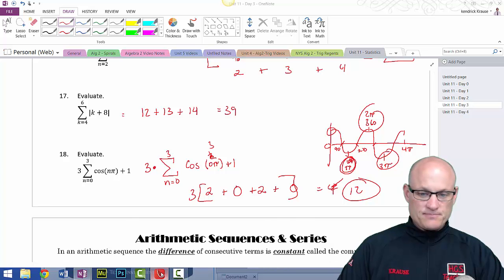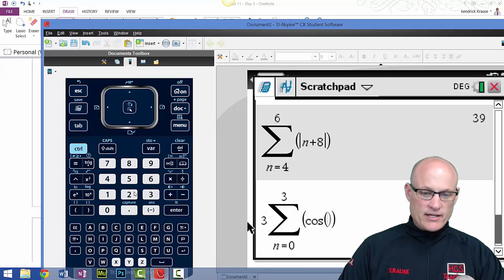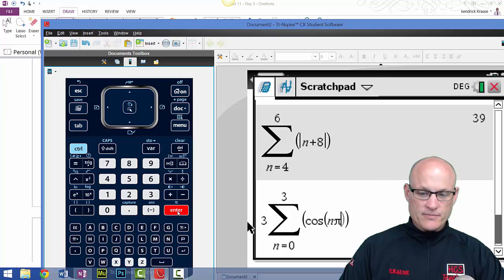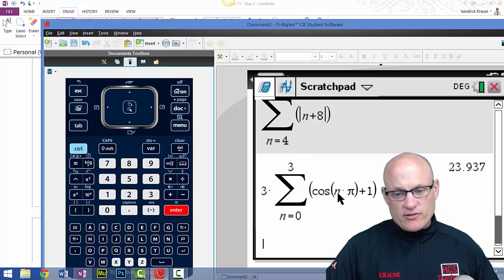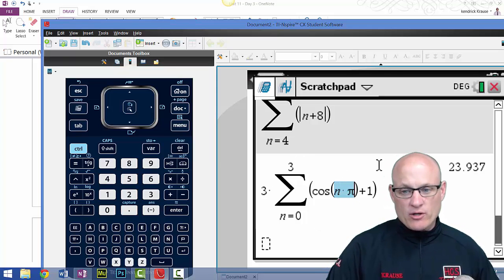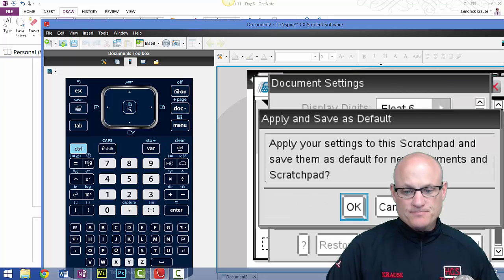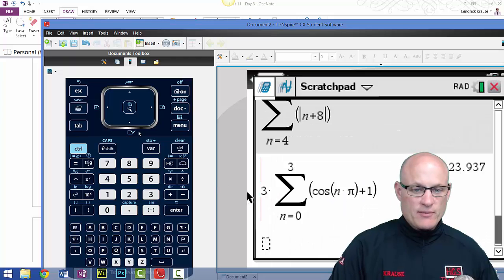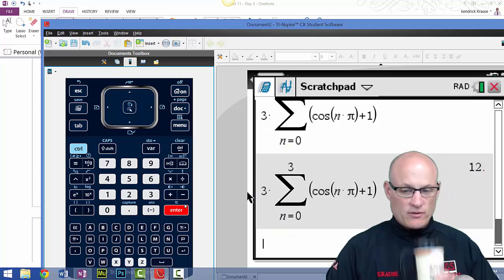Let's see if we get that. So 3 times. Now we're going to do cosine of n times pi plus 1. The reason is this is in Radian mode, and in order to do this, you actually have to be in Radian mode in order to try that. So if I did this same thing, and I hit enter, and I get 12.